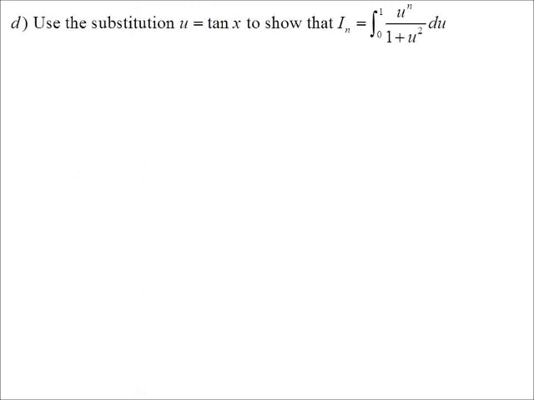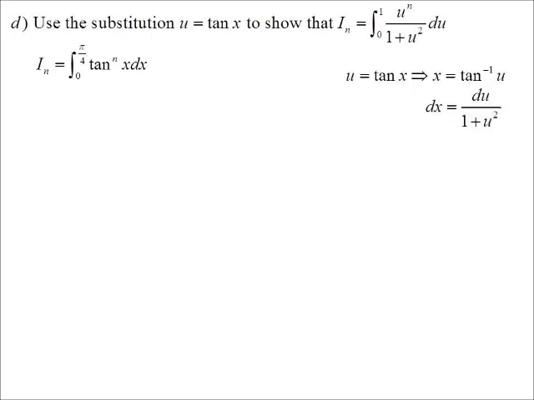We're now going to use the substitution u equals tan x to show that I_n actually is the same as this expression. Remember I_n, they told us, was the integral from 0 to pi on 4 of tan to the power of n x. They've told us to use this substitution, so u equals tan x. Another way of thinking about that is x equals the inverse tan of u. I'm thinking about it that way because it's going to make this substitution a lot easier.